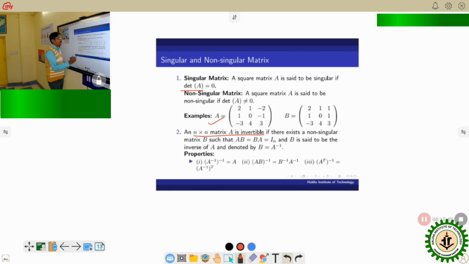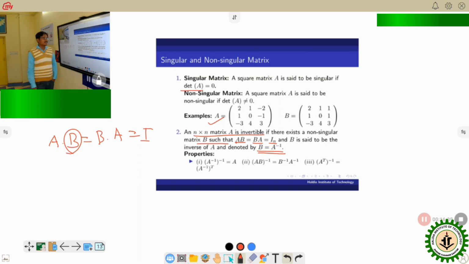What is an invertible matrix? An n cross n matrix A is said to be invertible if there exists a non-singular matrix B such that AB equals BA equals I. Then B is said to be the inverse of A and is denoted by B equals A inverse. So a given matrix A is invertible if you find another matrix B such that the products AB and BA equal the identity matrix of that order. And there are basic properties. First find A inverse, then take another inverse, so you get the original matrix. AB whole inverse equals B inverse A inverse, and A transpose whole inverse equals A inverse, then transpose.